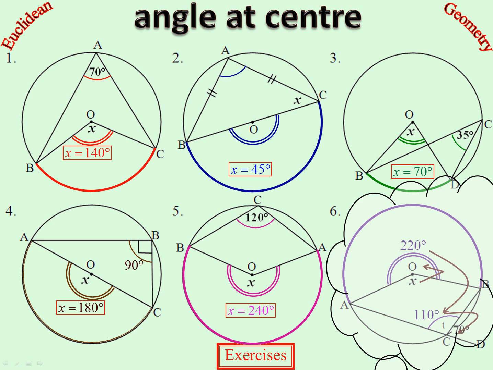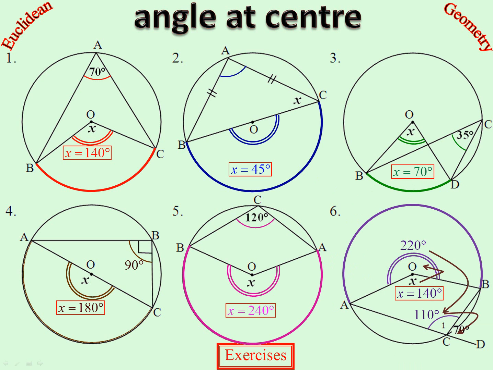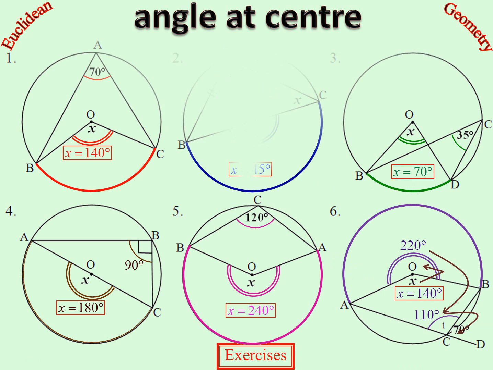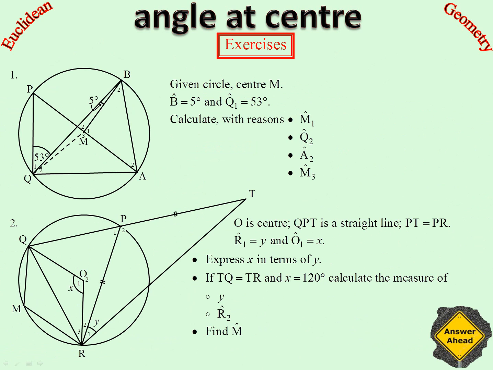There we are. So it's 110, 220. Therefore, by angles at a point, x is 140 degrees. Right, let's do some more exercises now. This is now sort of like an examination type question. Let's have a look at them.